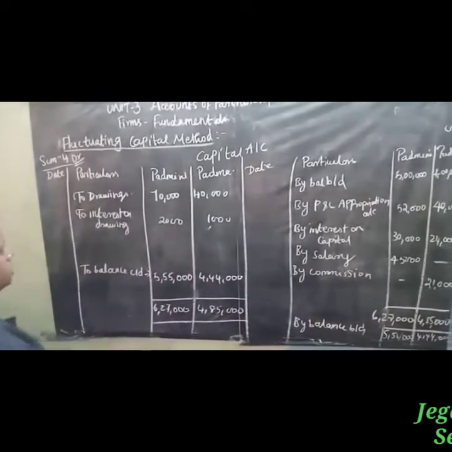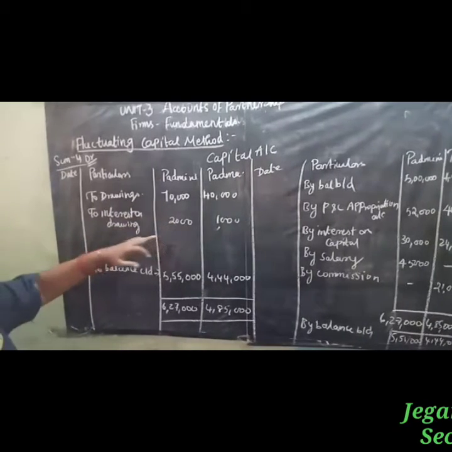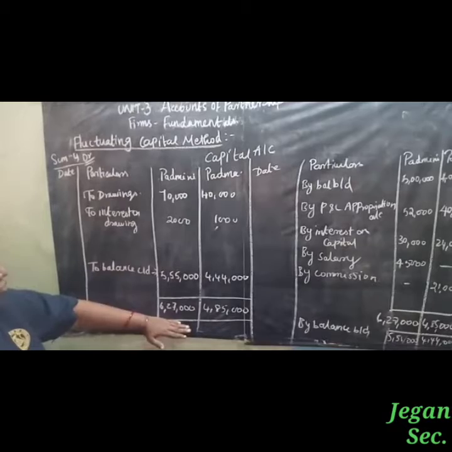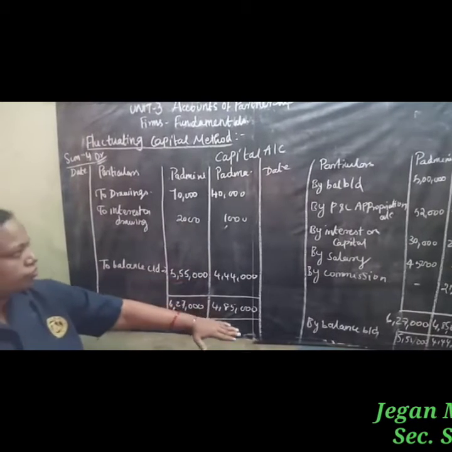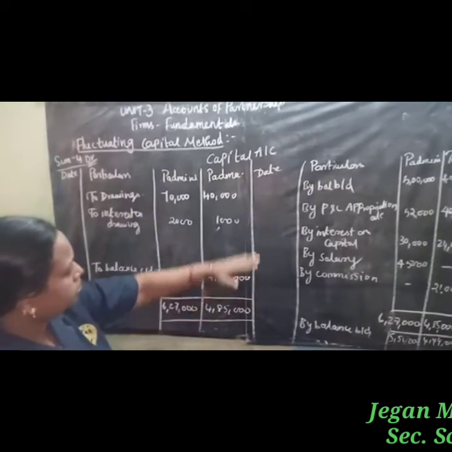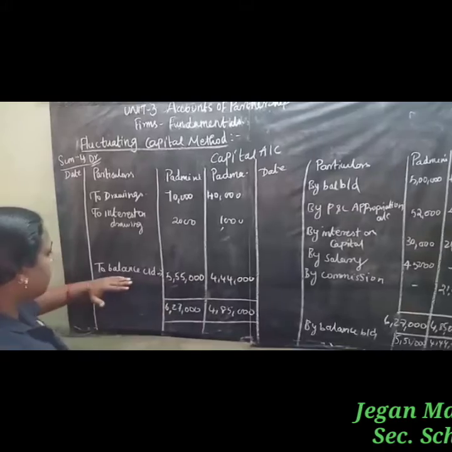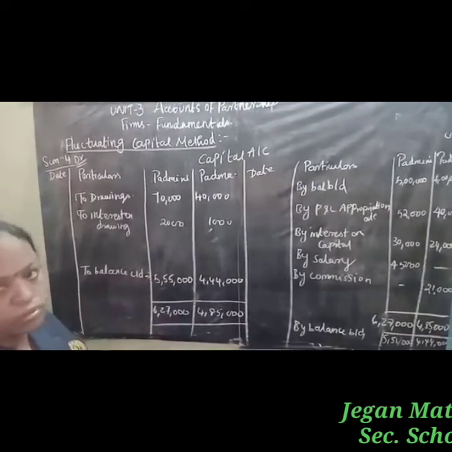Then come to the debit side, we will write to drawing 70,000, 40,000, to interest on drawing 22,000. So 6,22,000 minus 72,000, 5,55,000. Next, 4,85,000 minus 41,000, 4,44,000. So the answer will be to balance carried down.